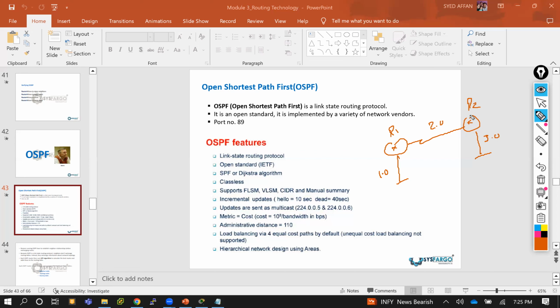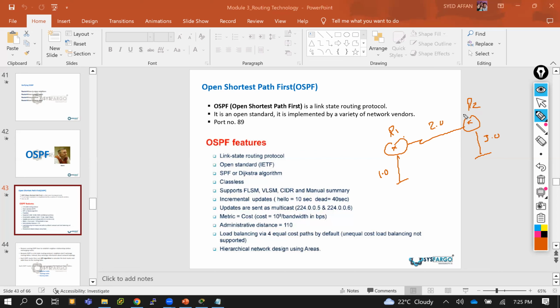For example, on the first day of class I introduce myself: my name, my experience, my technology, everything. Similarly here, to form the neighbor relationship, they exchange their information. Router 1 introduces itself to router 2 by its name and what information it has. At the same time router 2 also introduces itself. After that, they exchange whatever information they have. Suppose they form the neighbor relationship and exchange the information.